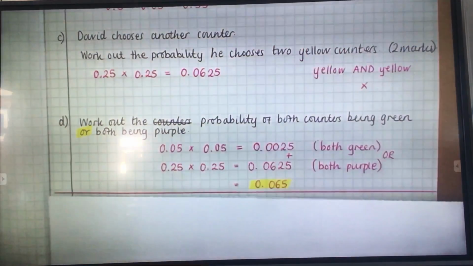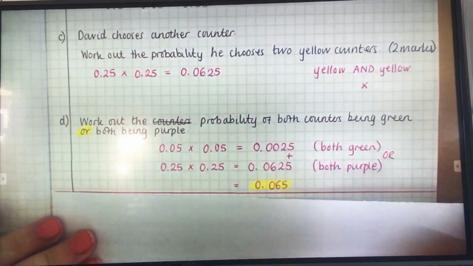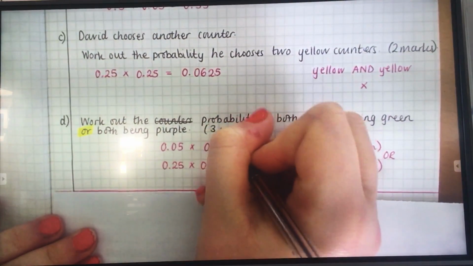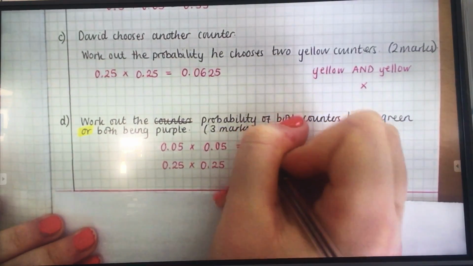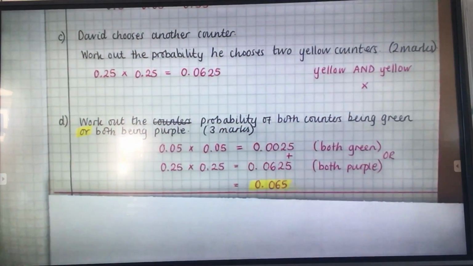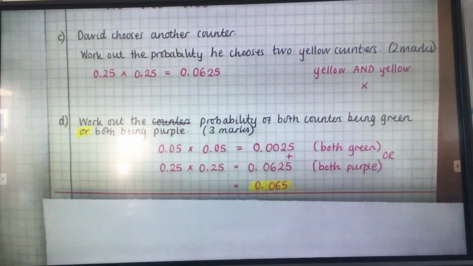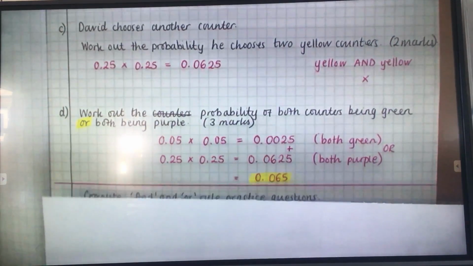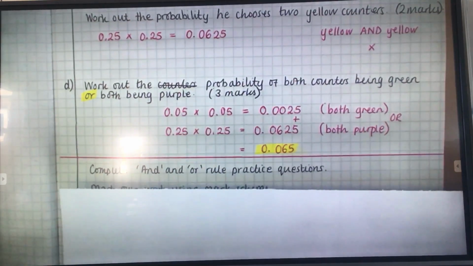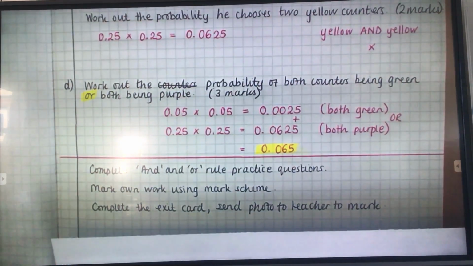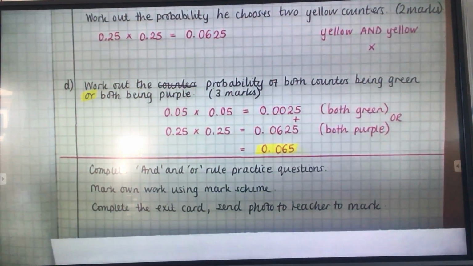Now, I haven't said that this question was worth 3 marks because you've got that added stage of working. Okay, now that you've done that, make sure you correct your answers if you've got them wrong. And I'd now like you to go ahead and complete the AND OR practice questions, which is a Word document that has been sent to you on Teams.